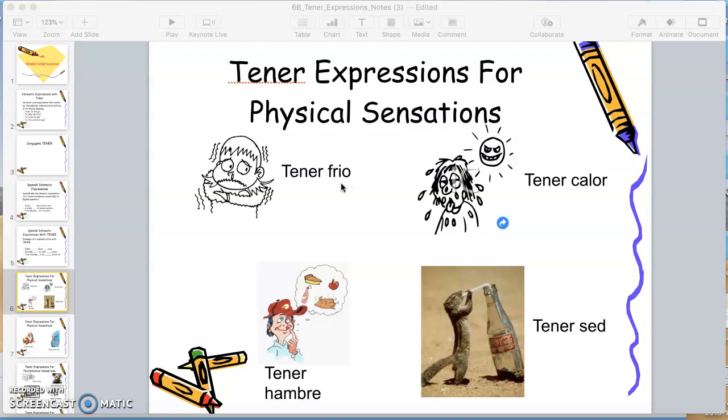M-U-Y, meaning very. He is very cold. I am very cold. So I can add more words in between to make more emphasis to the expression itself, but I cannot change the expression. If I want to express that he is cold or she is cold or they are cold, whomever the subject is, but expressing coldness, I have to use tener and I have to use frío.